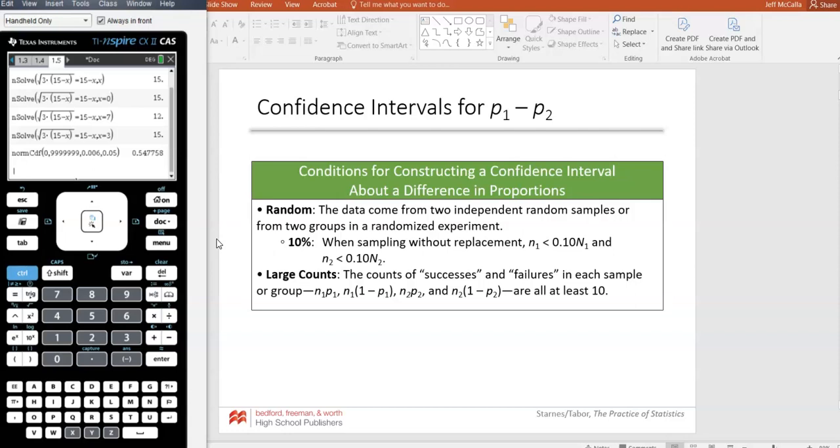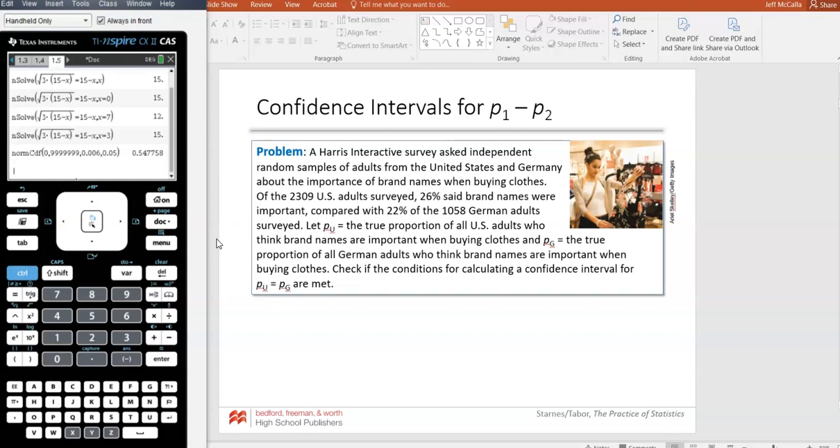The 10%, guess what? We have to test both of them for less than 10%. And then the large counts, we have to test, again, both. So you have to do that kind of 4 times. Successes, failures, etc. Okay, so let's look at a problem and start doing it, I guess, right?